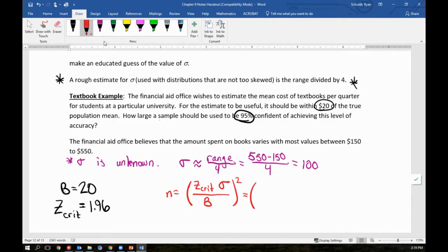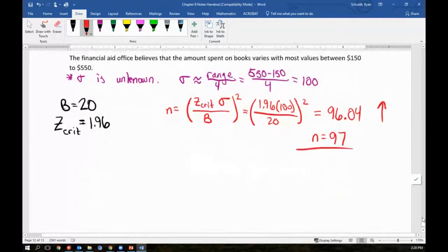The critical value is 1.96 times 100 divided by the bound of 20, all squared. What do you get for n? 96.04. We have to round up, and it equals 97. Round up regardless. That's right, unless you get a whole number, then you can stop. If you get any kind of decimal, let's go up.